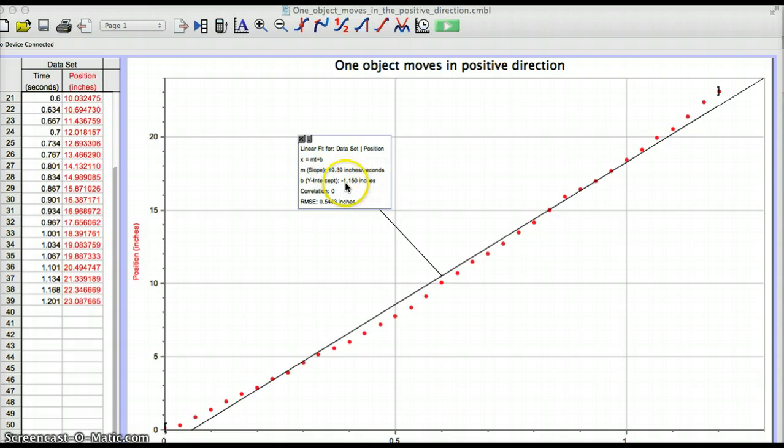For this case, the slope is 19.39 inches per second, which means as the object travels for 1 second, it goes 19.39 inches, and the y-intercept is negative 1.150 inches, which means at 0 time, the object is at this distance right here. And again, here's the data. This is the x, or position, and time is down here on the x-axis, or the t-axis for time.